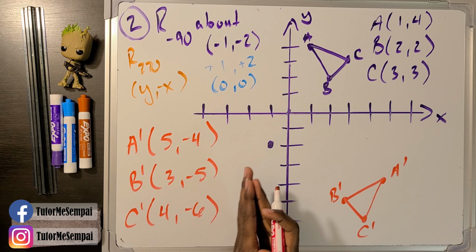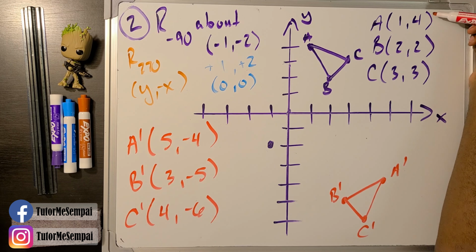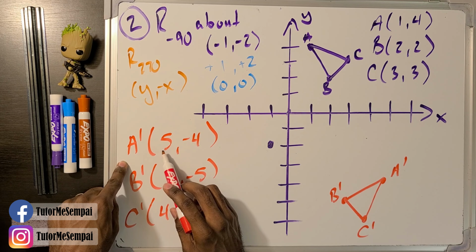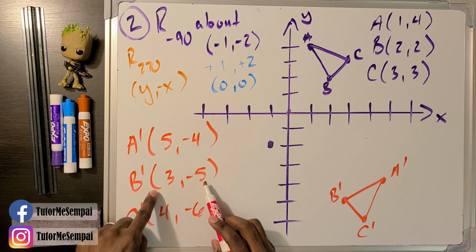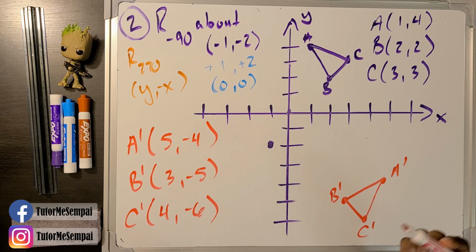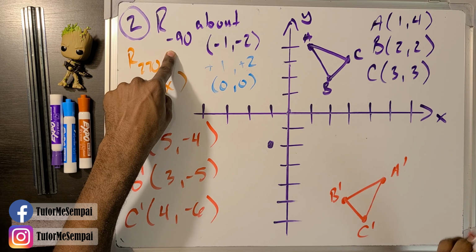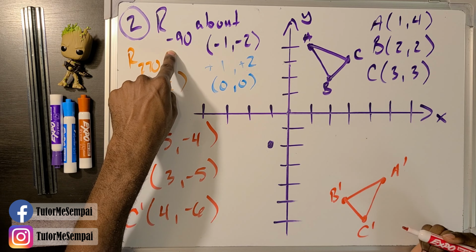So although we've removed our middle 2 steps, we see that we start at 1, 4, 2, 2, and 3, 3, and we go all the way to 5, -4, 3, -5, and 4, -6 when we're rotating about the point -1, -2 with a clockwise 90-degree rotation. So I hope you are following today's examples, and I hope you see that rotating your whole figure, whether it be about the origin or even about a point other than origin, is not going to be that difficult. As long as you understand your basics, if you can rotate a point, you can do an entire figure.